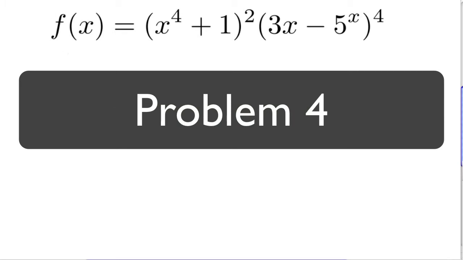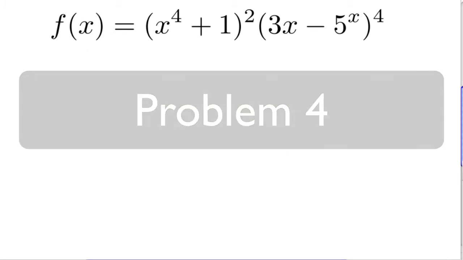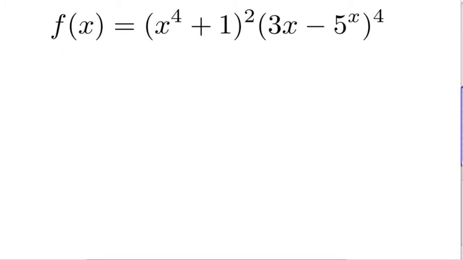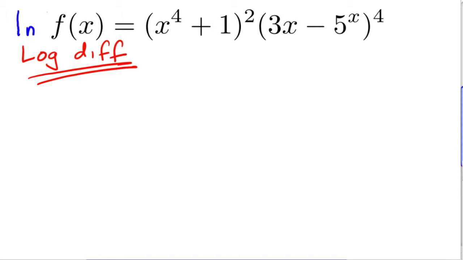Okay, so finding the derivative of this function isn't too difficult, but we want to practice using logarithmic differentiation. So we're going to use that to find the derivative of this function. So remember, the first thing that you do is you get the natural log of both sides.